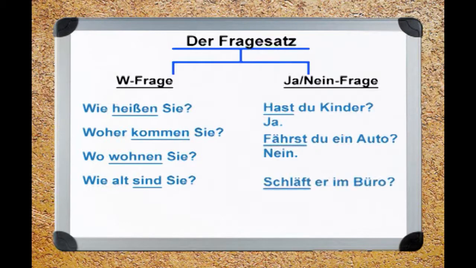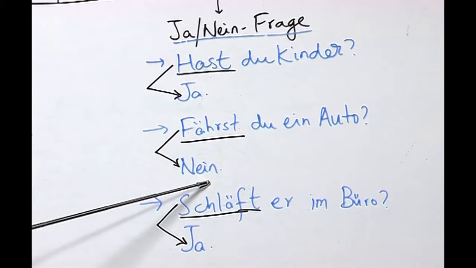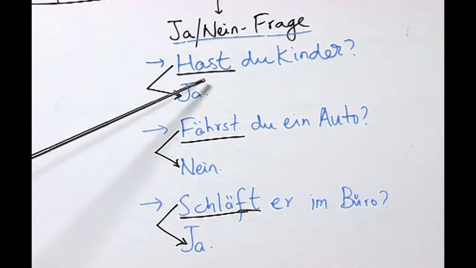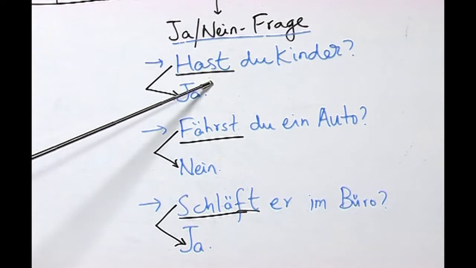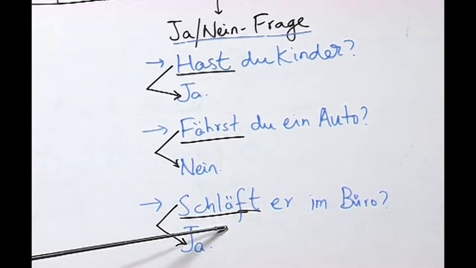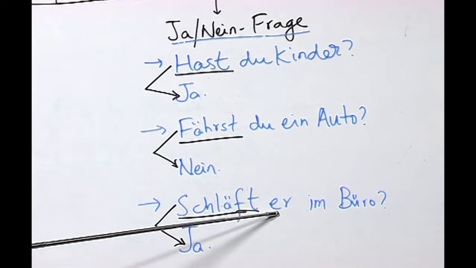Does he sleep in office? Yeah. Now, as you can see, these questions generate either the answer yeah, which means yes, or nein. And look at the position of the verb here. The verb, as you can see, is marked with black pen, and here it is at the first position, and it is conjugated according to the pronoun which is here.